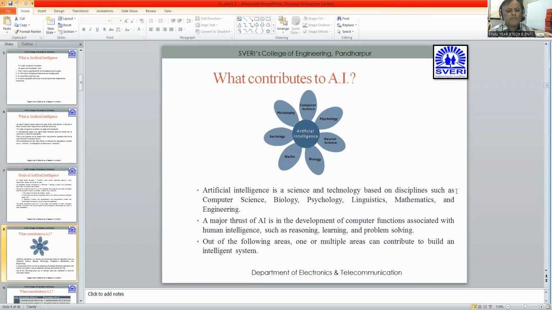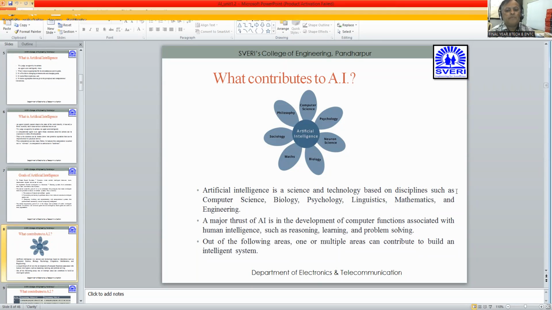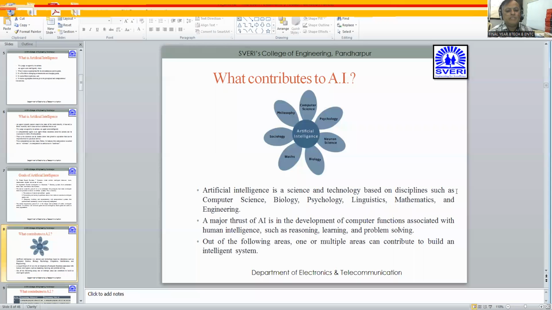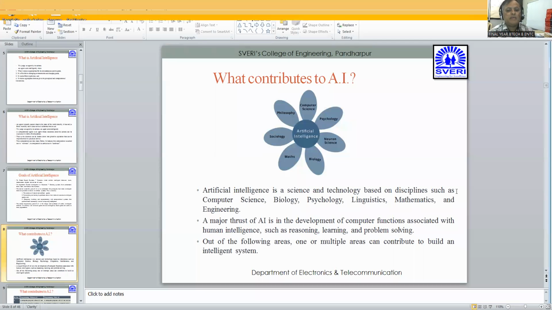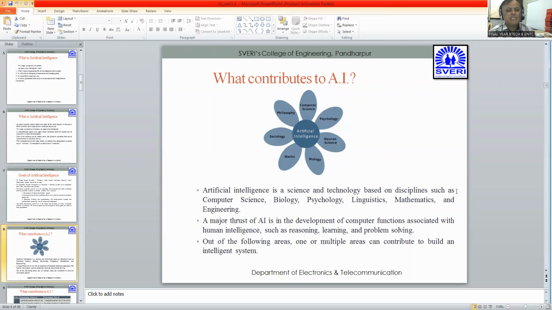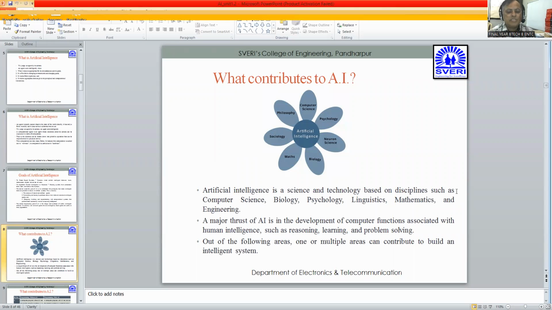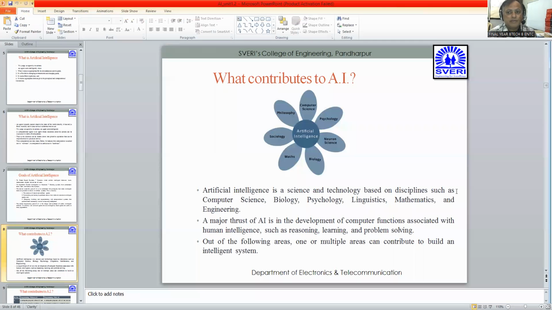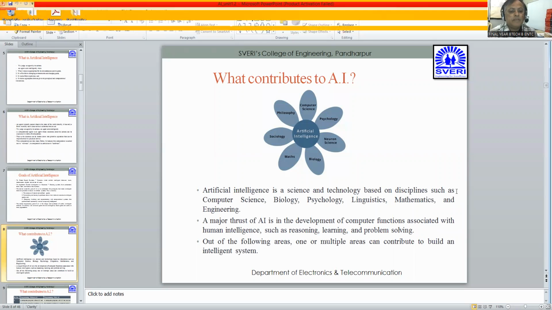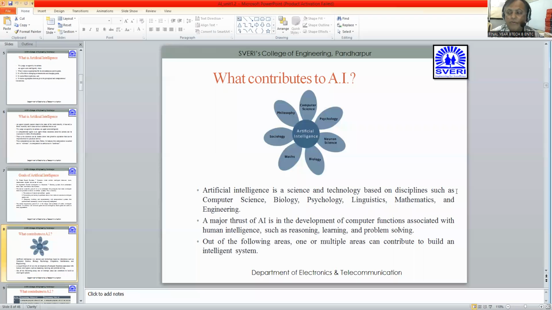The main thrust of AI is the development of computer functions associated with human intelligence, such as reasoning, learning, and problem solving. So when I say that a human is intelligent, similarly, when I say that machines are intelligent, three things it should have inbuilt, at least one of the three things. If you have multiple areas contributing, like the above-mentioned disciplines, then it becomes very powerful.